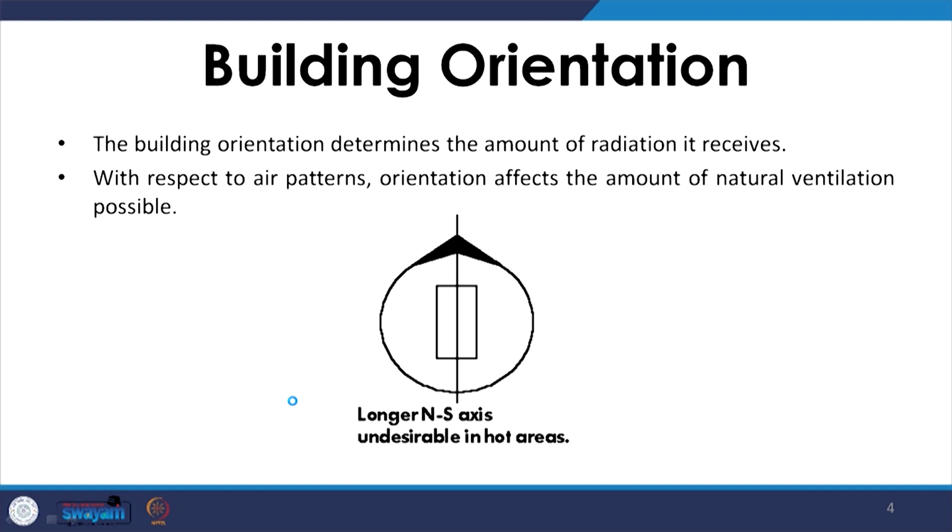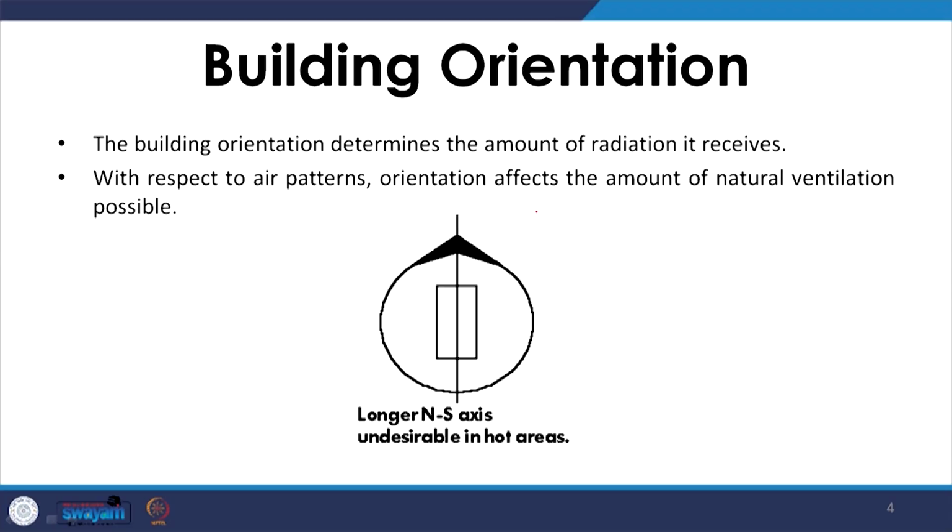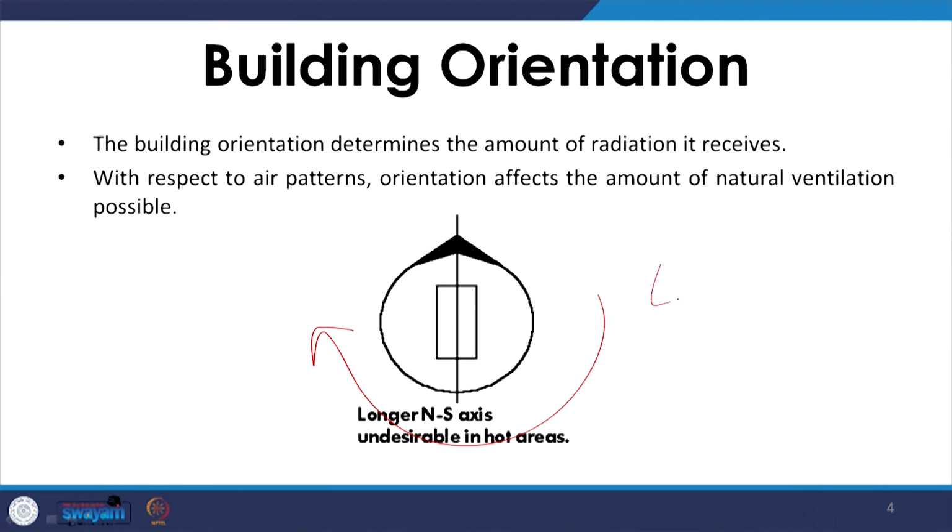Starting with building orientation first. The building orientation mainly determines the amount of radiation which the building is going to receive. Since we very clearly know that the sun moves from east to west in the northern hemisphere, we are talking about India in this case, it rises from the east and sets in the west. Predominantly this is how the sun path is going to be.